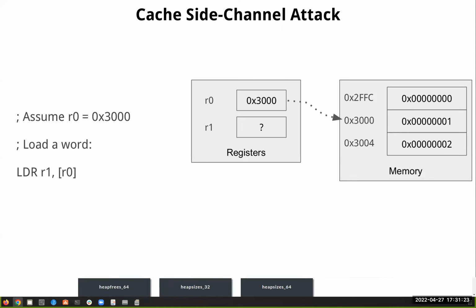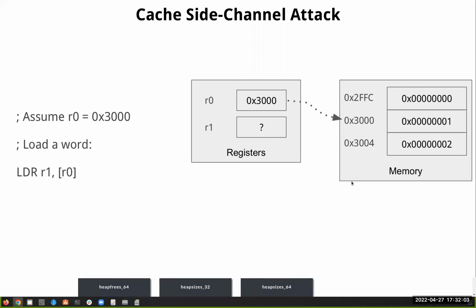We're going to see some examples today. Here I'm actually using ARM instructions, so let me explain this instruction a little bit. Here we have two registers, R0 and R1. Okay, this is ARM, so we're not using EAX, EBX. The names of the registers are different. R0 already has the value 3000 hex. R1 doesn't really matter what the value is.